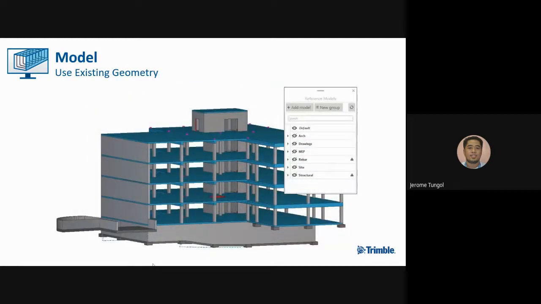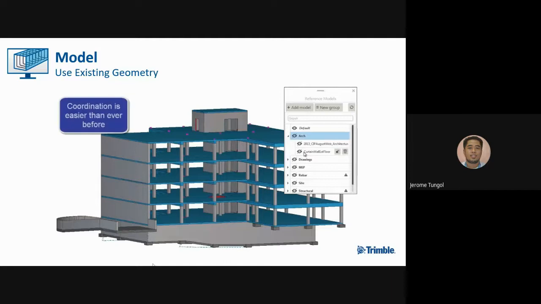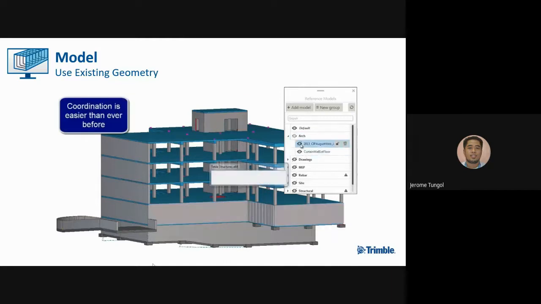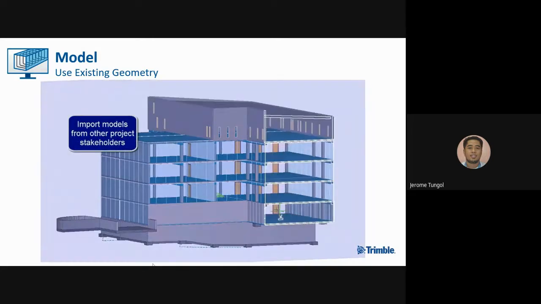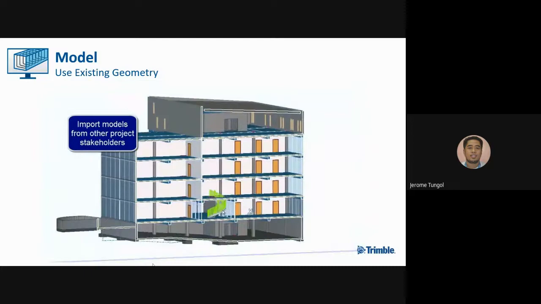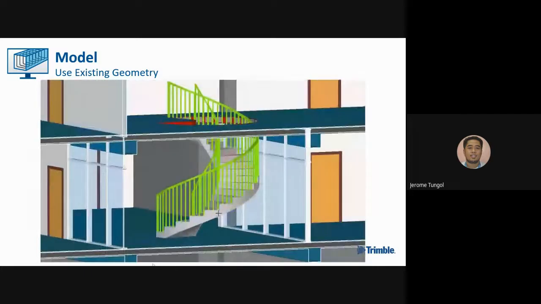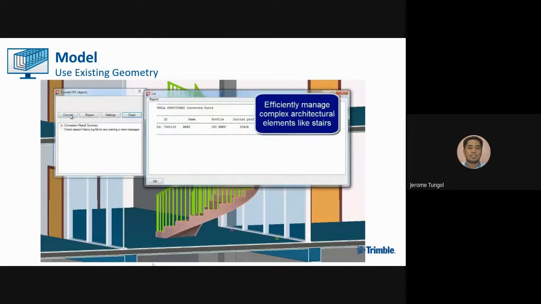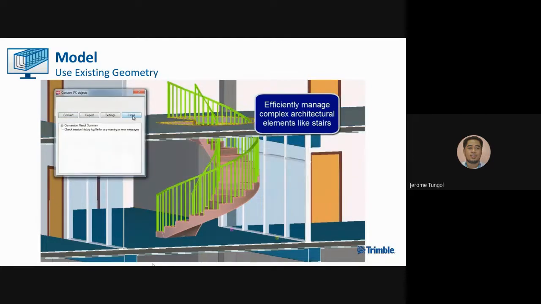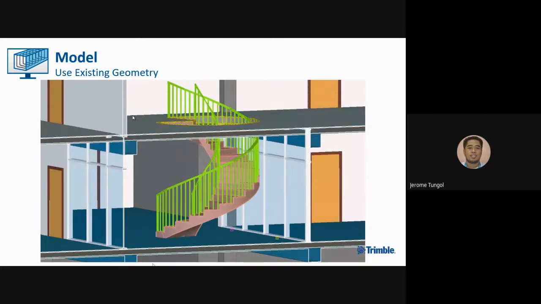Let us now use our existing geometry to coordinate other stakeholders like our architectural models by simply importing a reference model in Tekla Structures. Also, we can efficiently manage complex architectural elements like these stairs. So we can convert it to a native Tekla model, and as a result, we don't need to remodel again that complicated stairs.